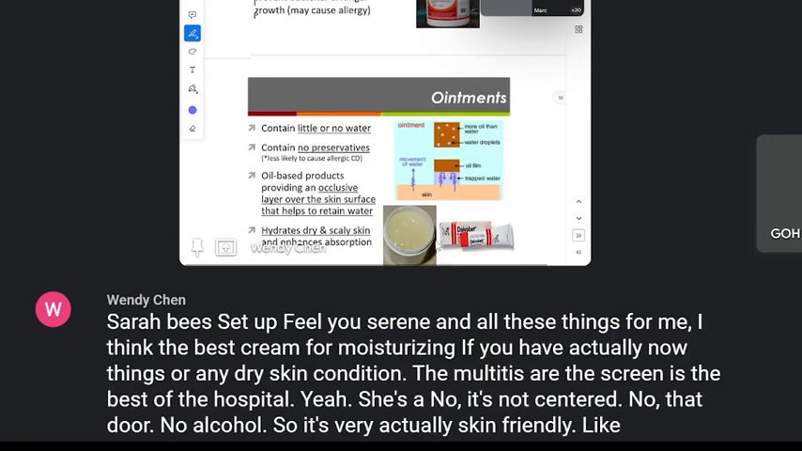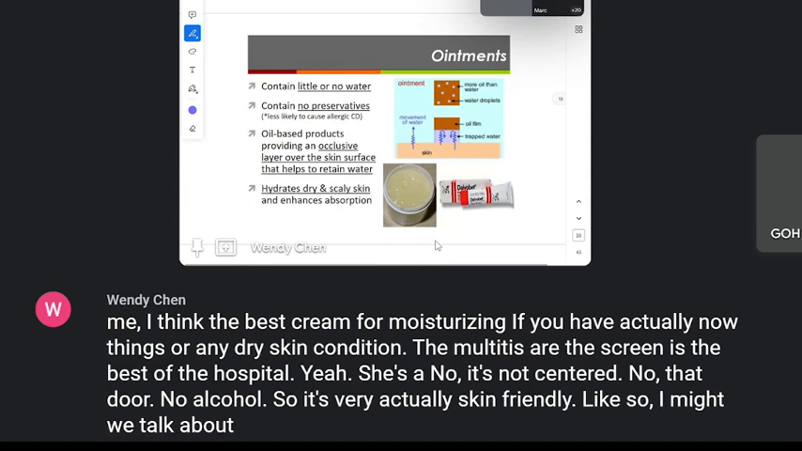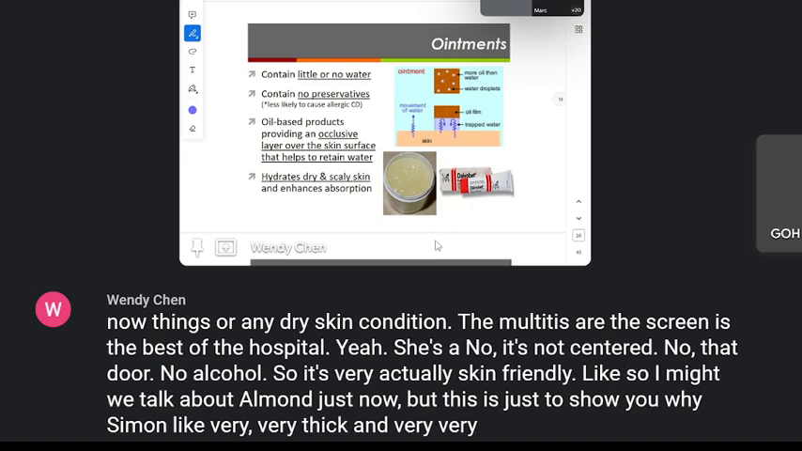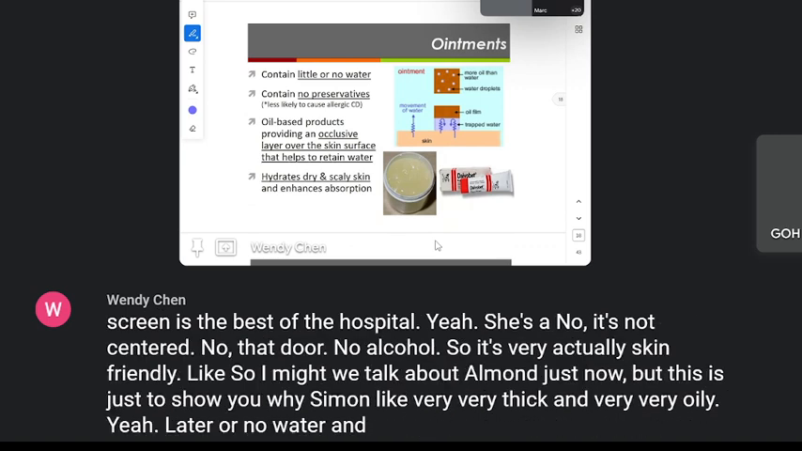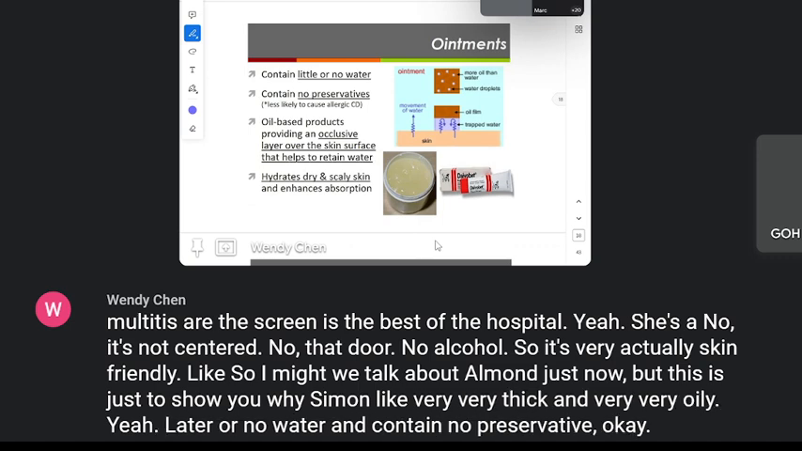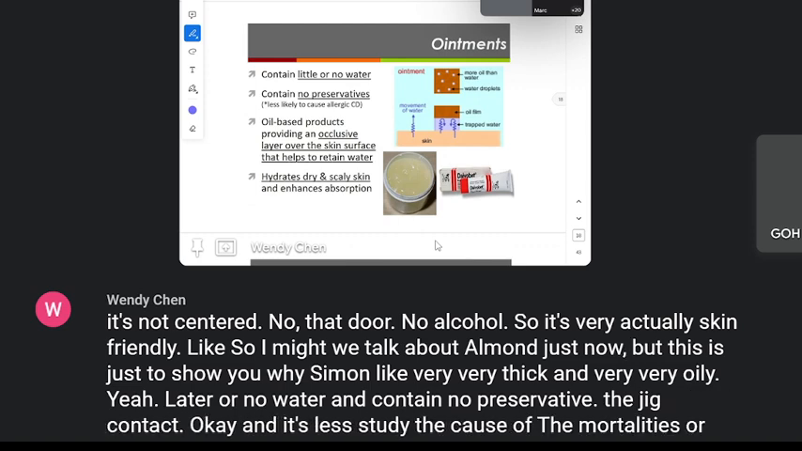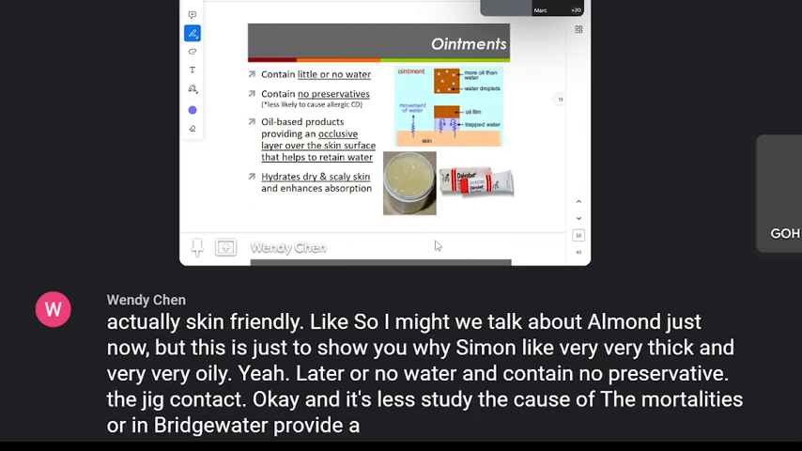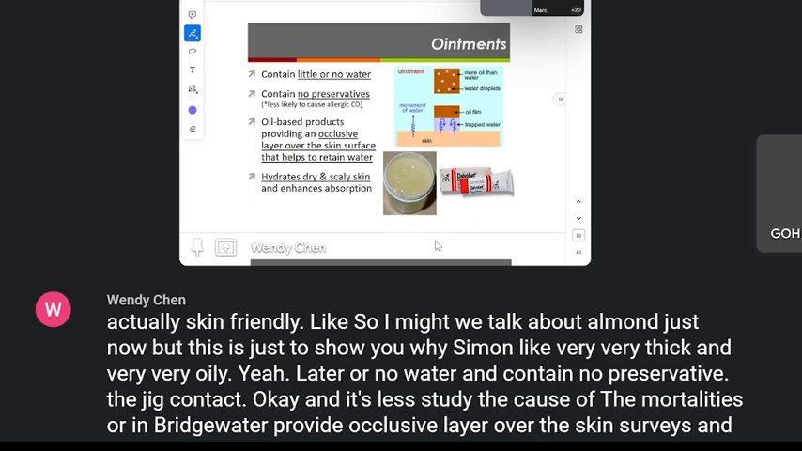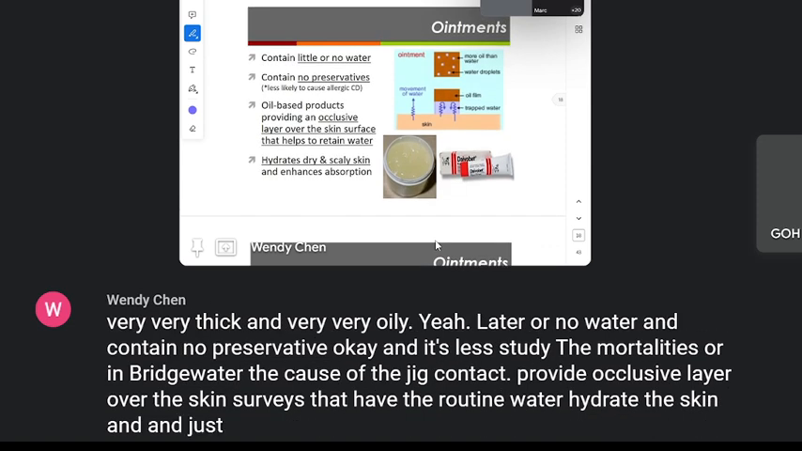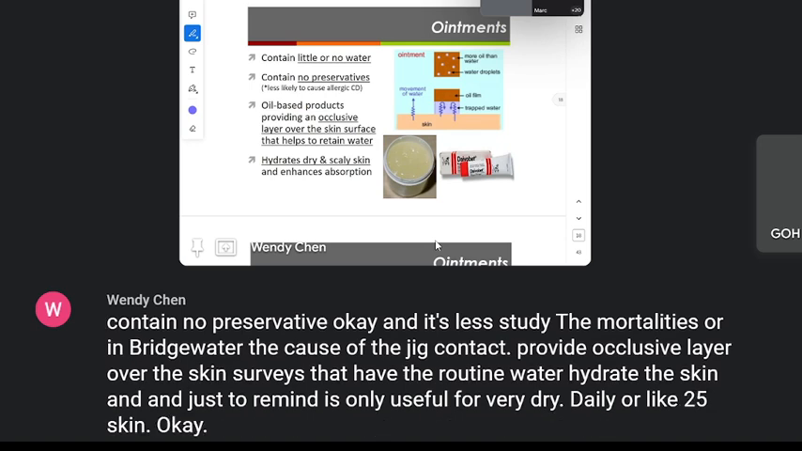So ointment, we talked about ointment just now, but this is just to show you what ointment is like. Very, very thick and very, very oily. They have little or no water and contain no preservative. Okay, and it's less likely to cause allergic contact dermatitis. Oil-based products provide an occlusive layer over the skin surface that helps to retain water. It hydrates the skin, and just to remind, ointment is only useful for very dry, scaly, or lichenified skin. Basically very, very dry.